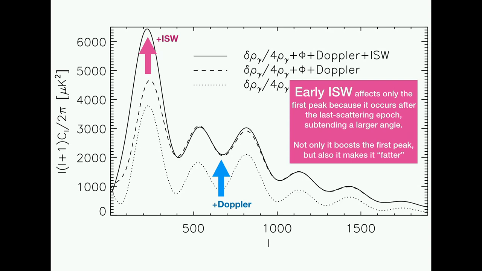ISW keeps giving you the extra temperature anisotropy after decoupling as photons propagate through the gravitational potential until the universe becomes fully matter dominated. Which means you get contribution not only at the first peak, but anything to the left of the first acoustic peak. Okay? So the peak location will be shifted to the left as well, a little bit, but it gets fatter as well. Do you see? It gets fatter here.